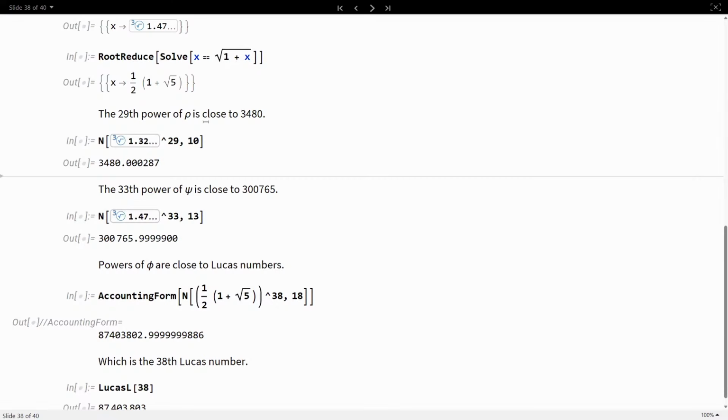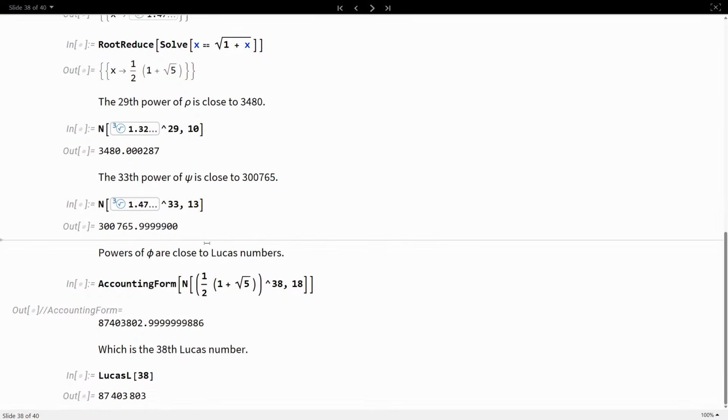The 29th power of the plastic constant happens to be very close to this integer. This is a property of Pisot numbers, where you can get things that are very close to integers. For example, for the super golden ratio, the 33rd power is very close to an integer. And powers of the golden ratio are always close to Lucas numbers. This is just one particular power, but pretty much any high power will give you something very close to a Lucas number.